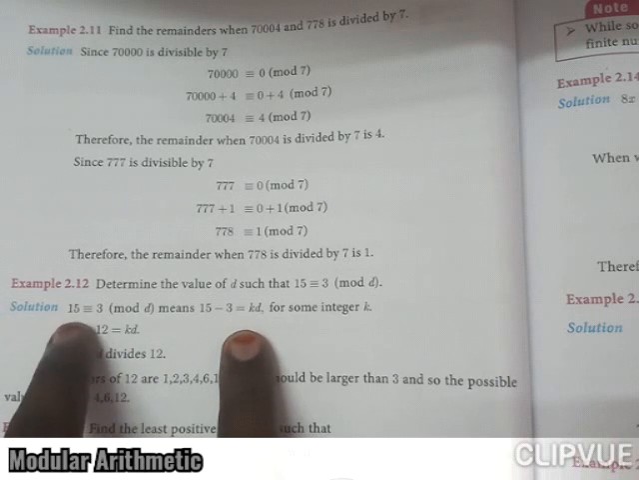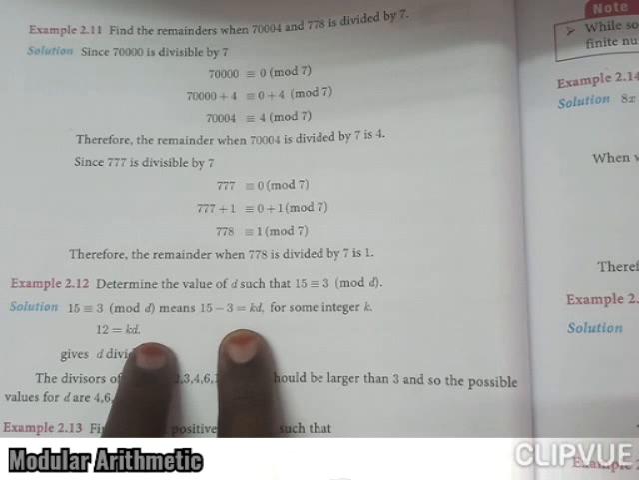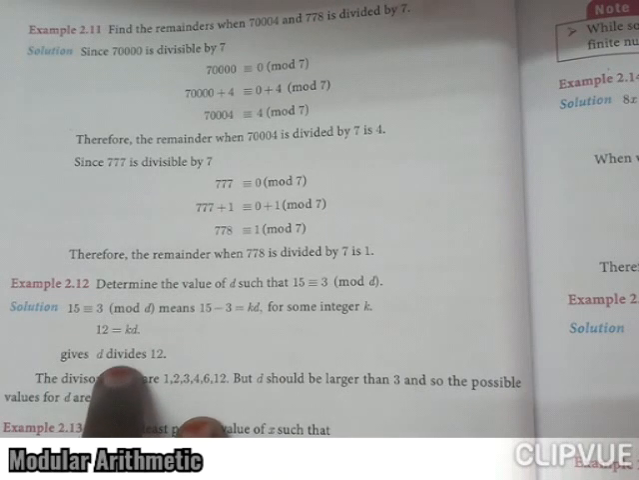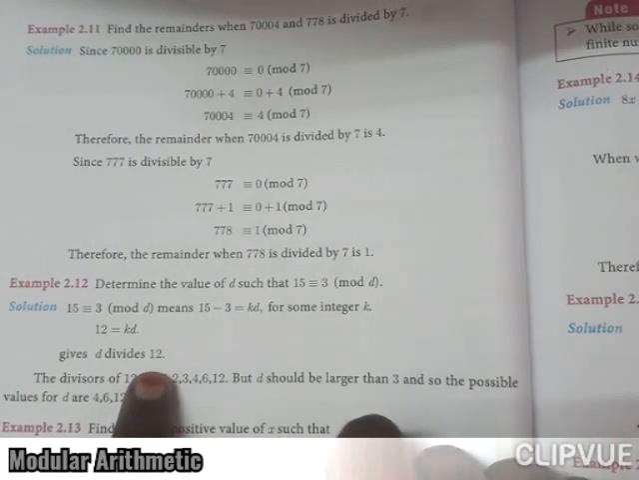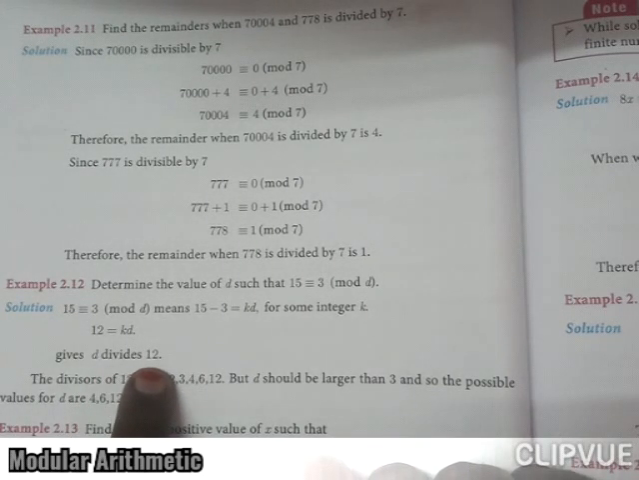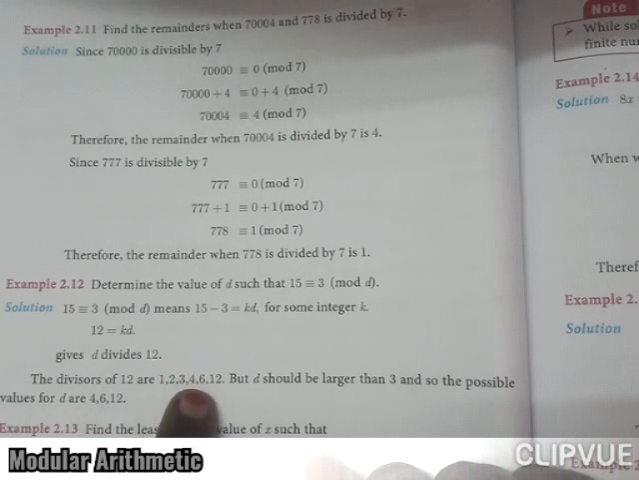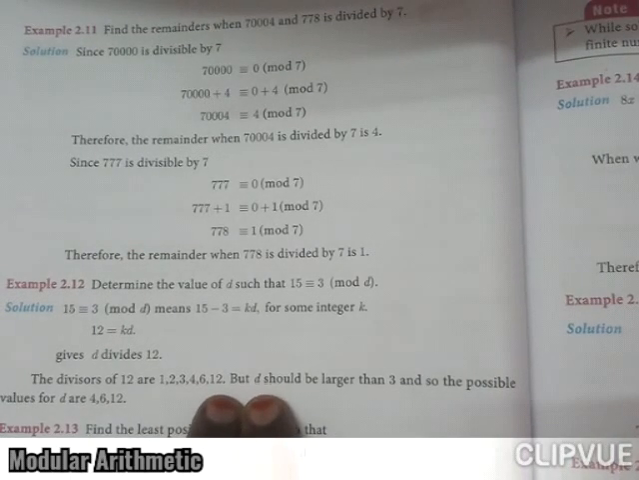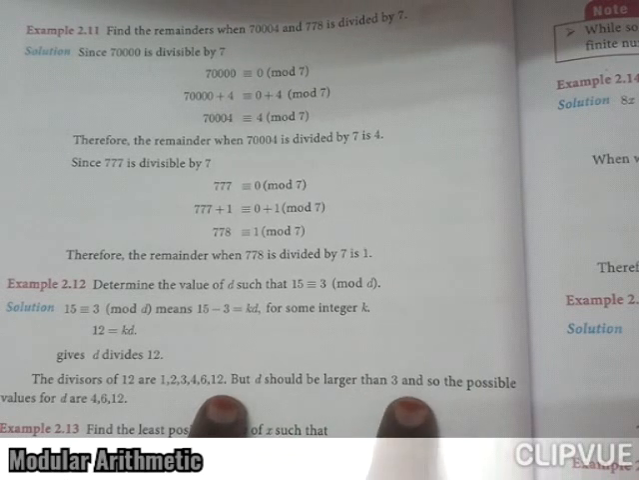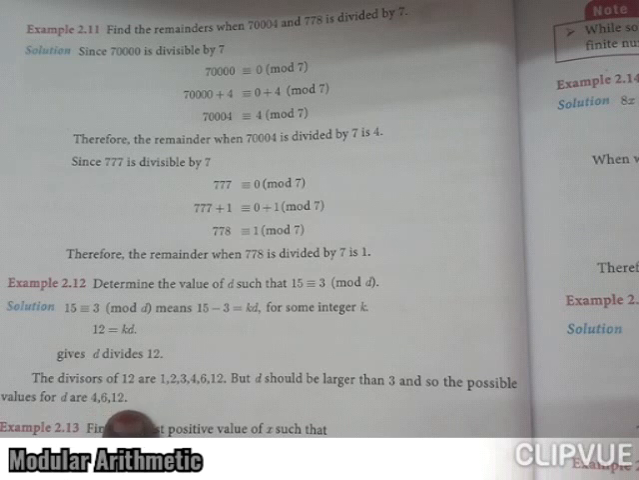So 15 minus 3 equals 12. So 12 is equal to k times D, which gives D divides 12. So what are the values? The divisors of 12 are 1, 2, 3, 4, 6 and 12. But D should be larger than 3, and so the possible values for D are 4, 6 and 12.